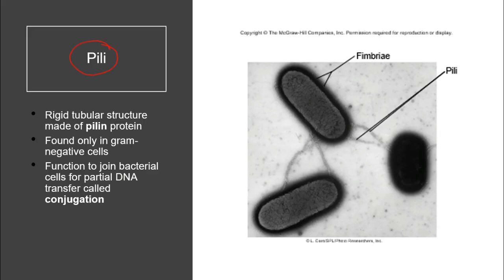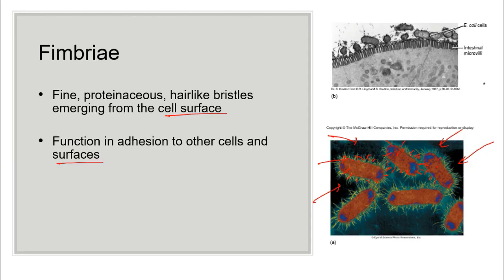Similarly, there is another structure called pili. This is a rigid tubular structure made out of another protein known as pilin, found only in gram-negative bacteria. It functions to join bacterial cells for DNA transfer called conjugation. Now think about it. All these structures are extracytoplasmic structures, protrusions out of the cell, but they have different roles to play.